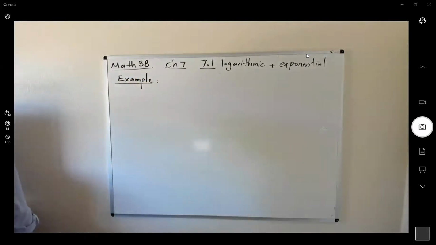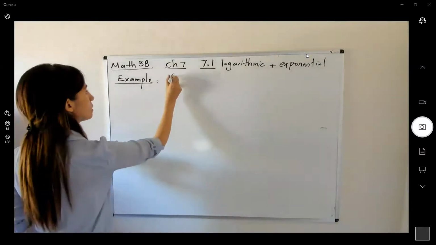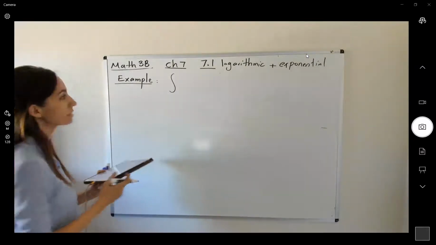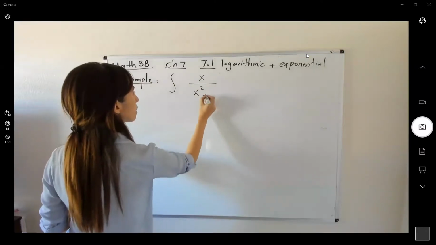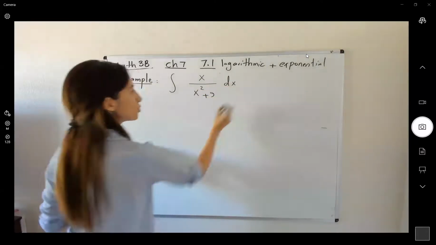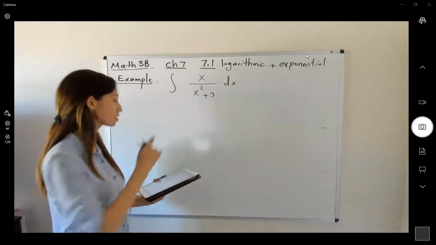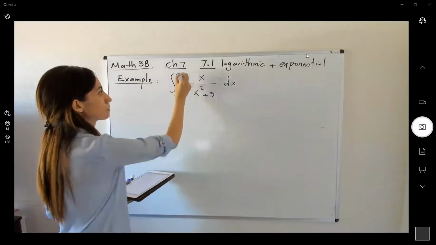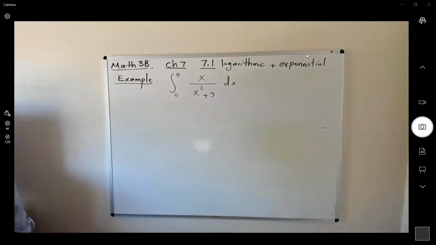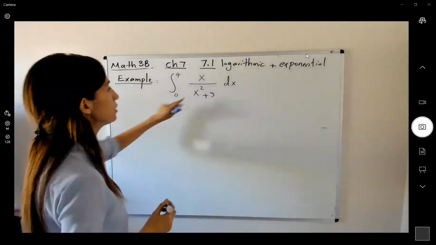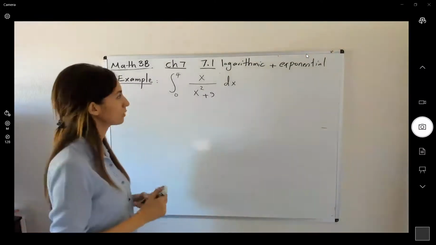The question says you have the integral of x divided by x squared plus 9 with respect to x, while x ranges between 0 and 4. Well, we want to find the integral of this function.